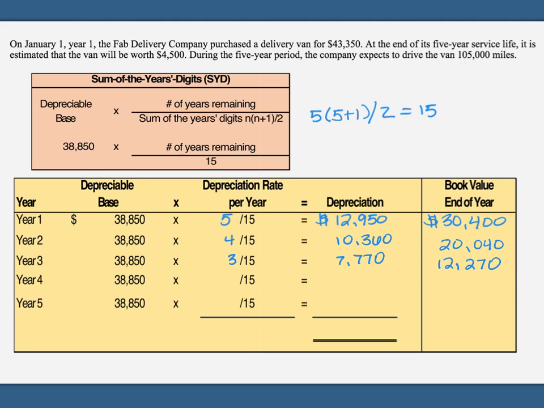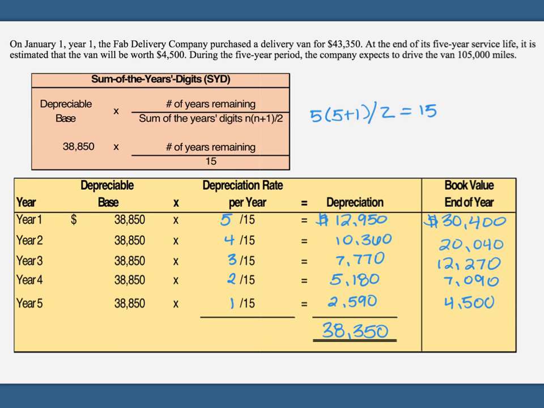In year 4, we only have 2 years left. That gives us a depreciation for that year of 5,180. We subtract that from the year 3 end book value and we get 7,090. And in year 5, we only have the 1 year left. We subtract our depreciation from the end book value, 2,590, and that gives us 4,500, which again ties to our residual value.